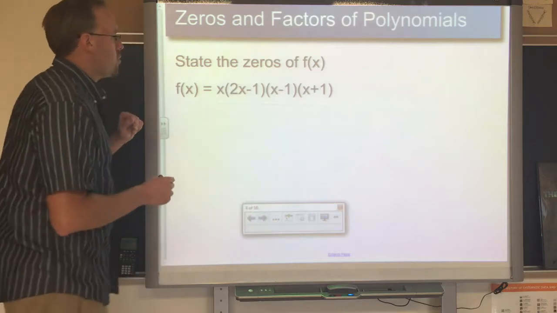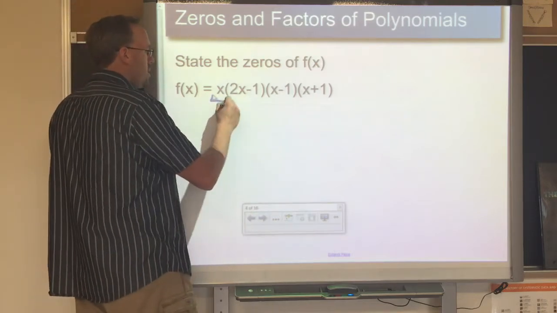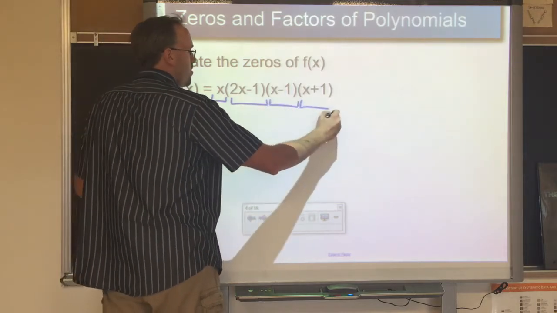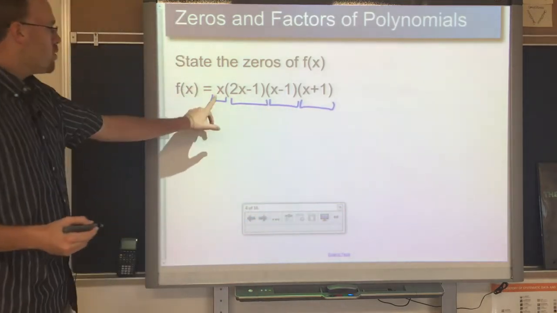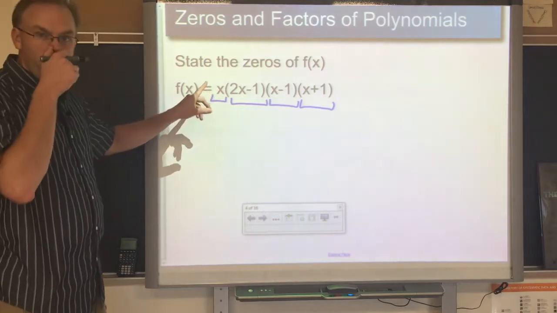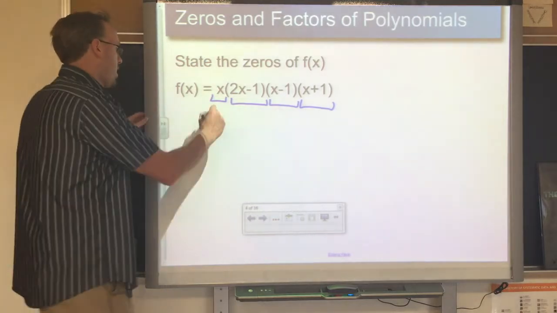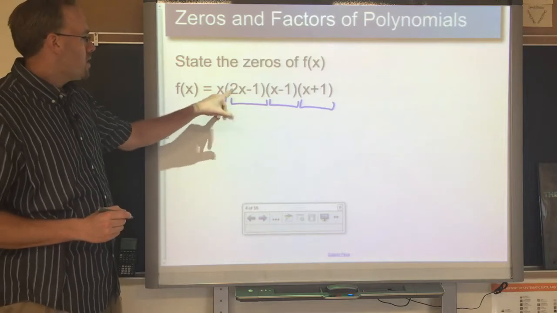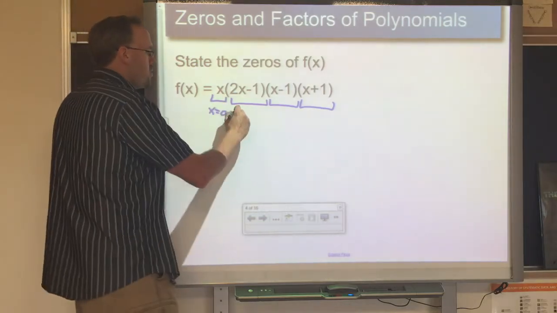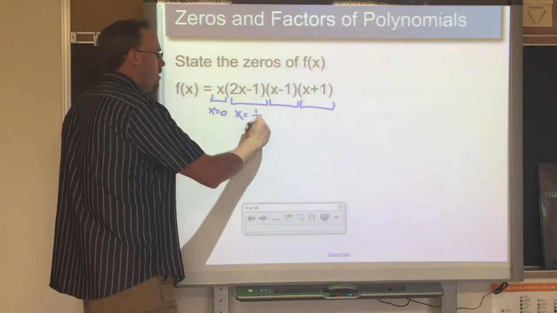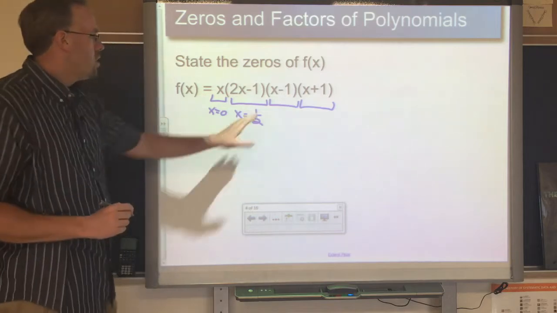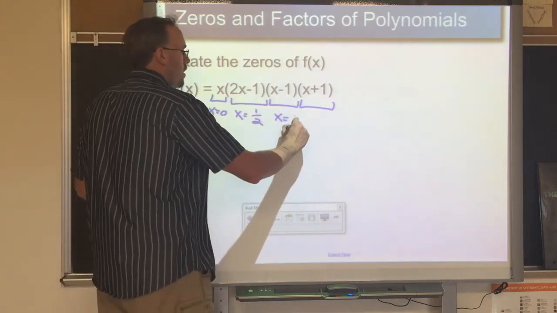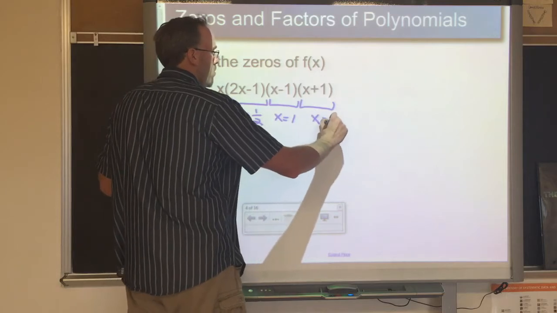Same thing here. We have 4 factors. A lot of people get mixed up when they see an x out front. That counts as a factor. So what value of x will make this 0? Well, since we're not adding, subtracting, or multiplying anything, that's just going to be x equals 0. What about here? That's going to be x equals 1/2. What about here? Well, that's going to be x equals 1, and this is going to be x equals negative 1.